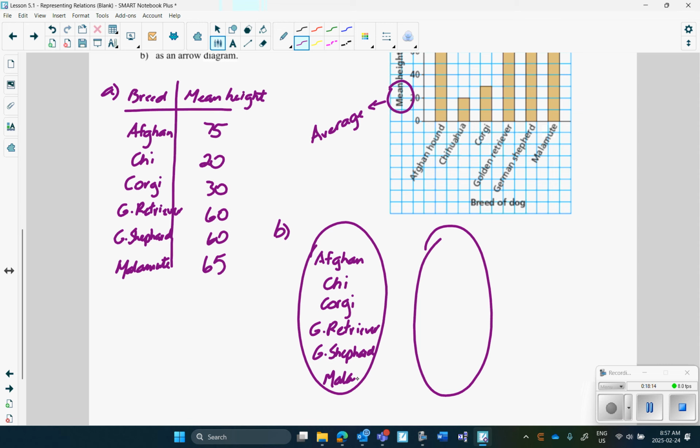Now, when we have numbers, I'm going to leave it as is. So we'll write 75, 20, 30, 60. Don't write 60 again. 65. Just write all the different ones, because the arrows will take care of the relationship. So Afghan 75, Chihuahua 20, Corgi 30, Golden Retriever 60, same with a German Shepherd, Malamute 65.